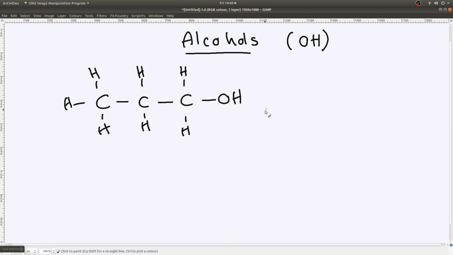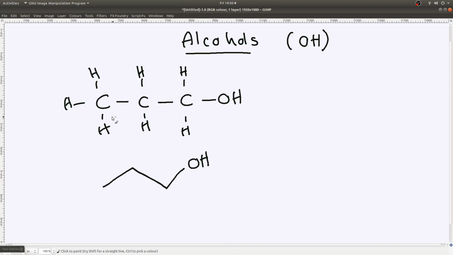We could, of course, equally draw that by using a skeletal formula if we didn't want to bother drawing all the carbons and hydrogens in. What we would have here is a zigzag, 1, 2, 3 points on, and then an OH group. So each point of the zigzag is a carbon atom. We don't need to draw the hydrogens on. We know that carbon always forms 4 bonds. If the bond isn't shown, it is to a hydrogen.